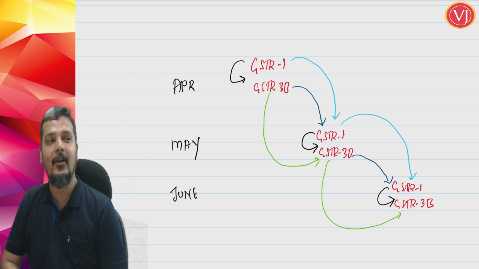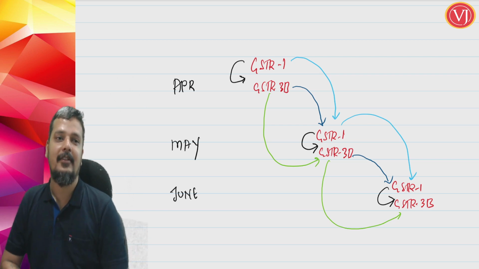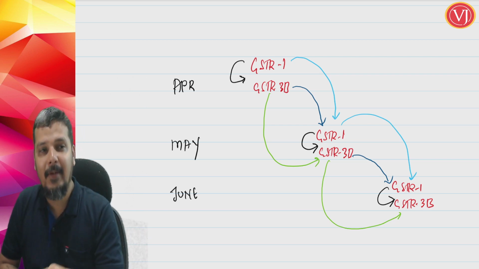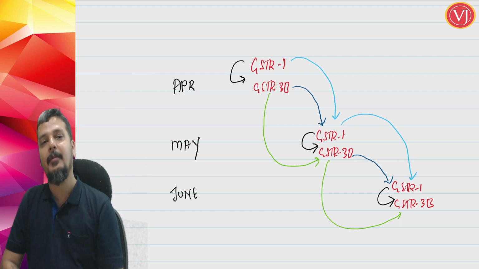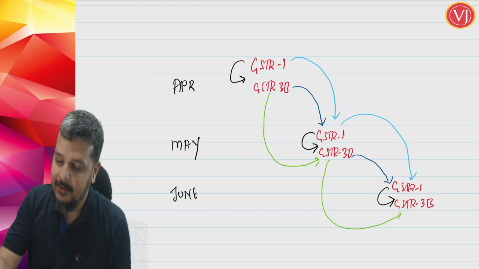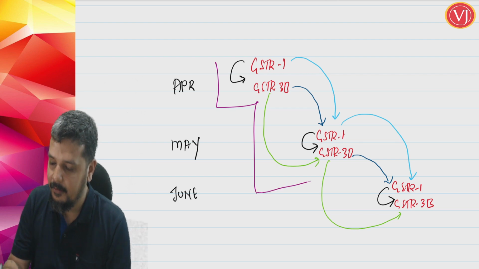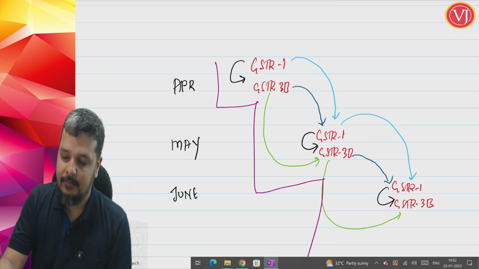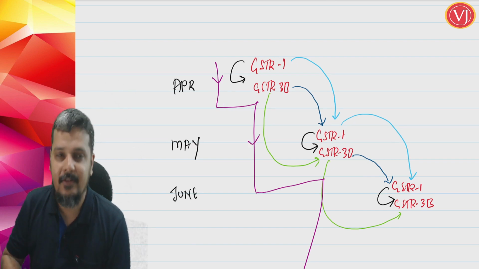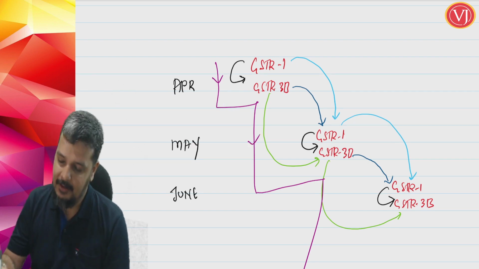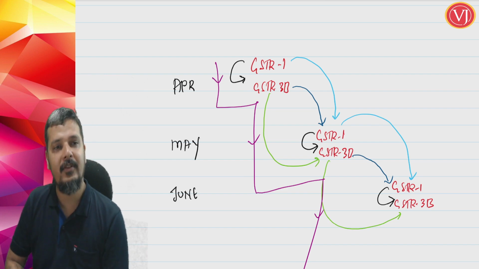Then suddenly I said, no, wait. April GSTR 1 for April GSTR 3B. May GSTR 1 for May's GSTR 3B. June GSTR 1 for June's GSTR 3B. What if I tell that all these arrow marks you can forget and remember only the last arrow mark? First April month GSTR 1, then April month GSTR 3B, then May month GSTR 1, then May month GSTR 3B, then June month GSTR 1, June month GSTR 3B.